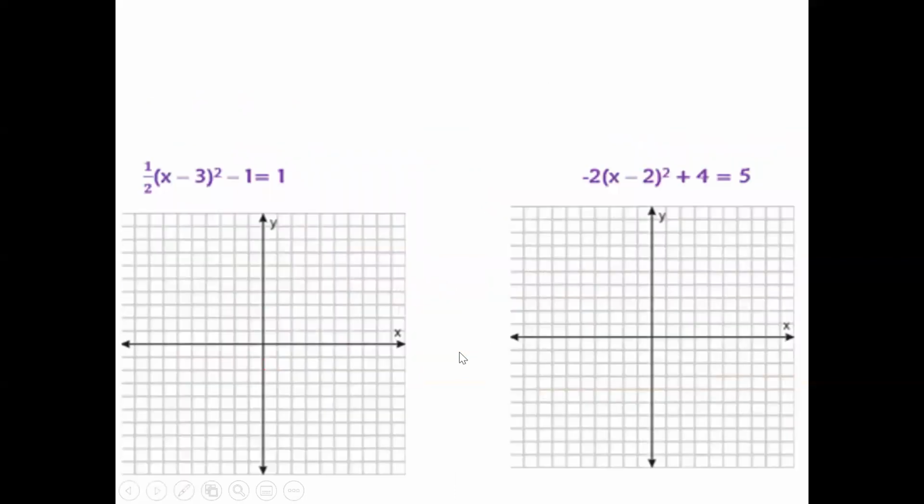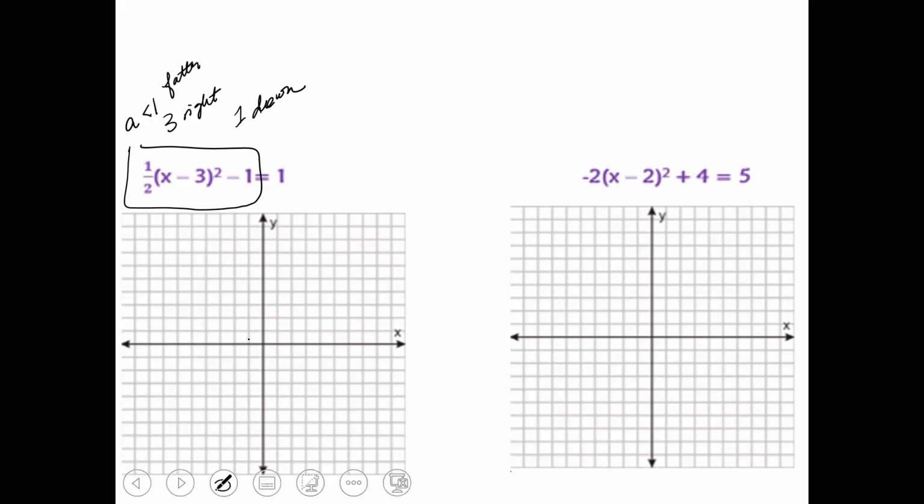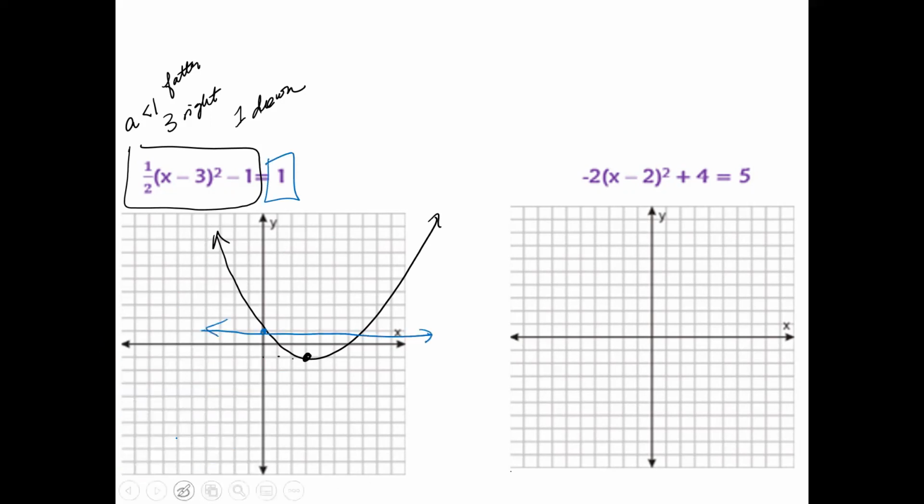Okay, last one, you guys. So the first part right here means I'm going to go 1 down, 3 to the right. And since a is smaller than 1, it's going to be a wider parabola. And so it looks something like this. And you have y equals 1, like this. So your first point is going to be at 0, 1. Your second point is 1, 2, 3, 4, 5, 6, 7, 1. Now you try.